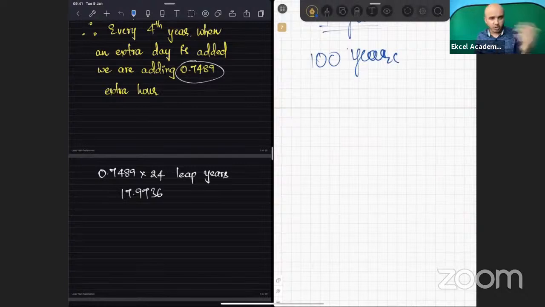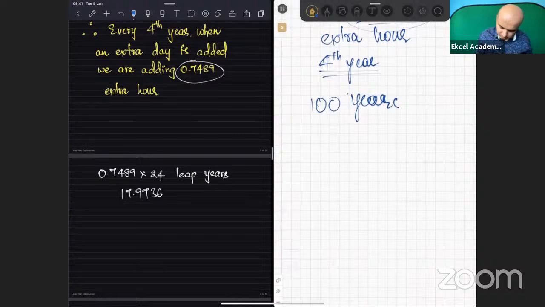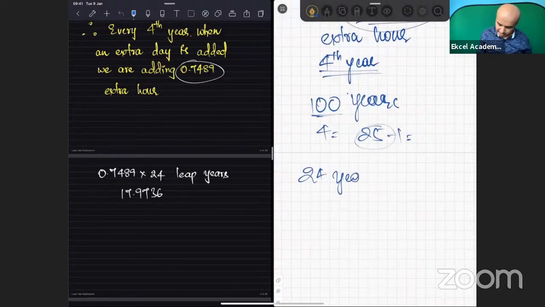Now, in 100 years, how many leap years will be there? That's very simple. All you have to do is just divide by 4, right? So now, what I will do is I will ignore the 100th year. So if I divide by 4, I'll get 25 years. So I will ignore the 100th year. Therefore, 25 minus 1, 24 leap years. That is what we have in case of 100 years.